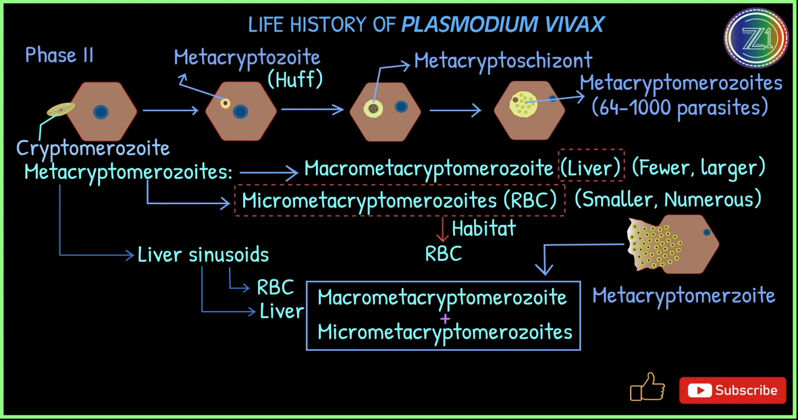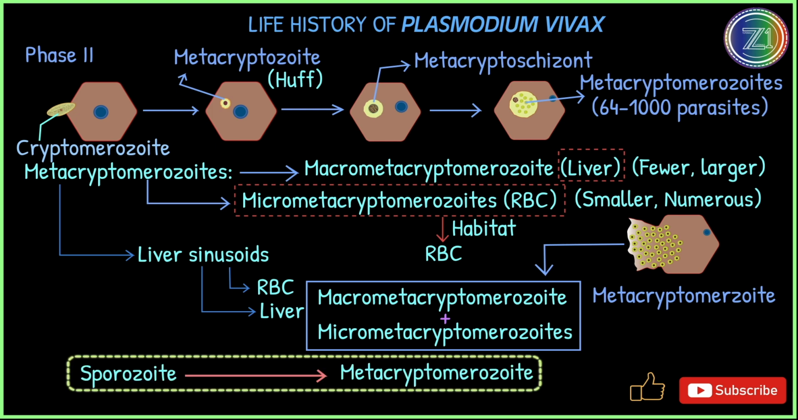Next we talk about the cycle we have discussed, starting from the sporozoite entering the fresh liver cell up to this particular stage when the metacryptomerozoites, the merozoites, are formed. It takes around 12 days. We call it the pre-erythrocytic schizogony. So I have discussed it with you.